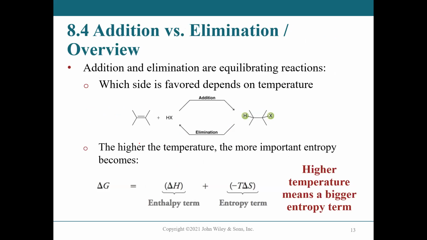All right, so addition and elimination are equilibrating reactions. Which side is favored depends on the temperature. The higher the temperature, the more important entropy becomes. You can see that in this term right here, delta G equals delta H plus T delta S. If you really increase the temperature, this term is going to become more significant. If you decrease the temperature, this term becomes less significant.